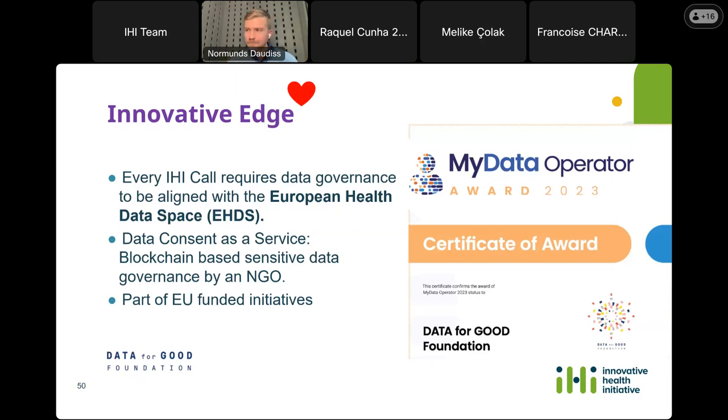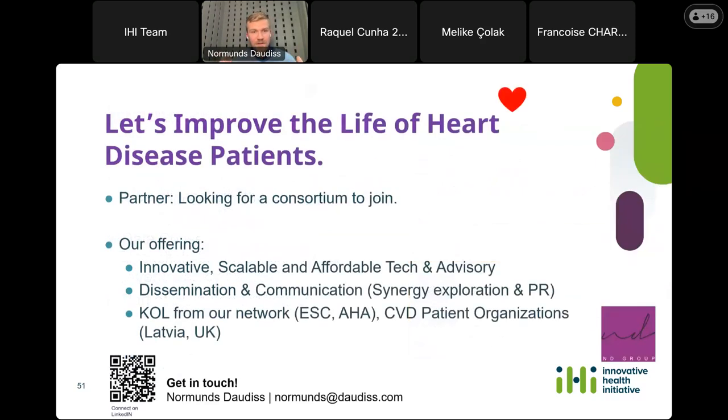On the next slide, just to quickly summarize, we are able to bring innovative, scalable, affordable technology, and also support with dissemination and communication. We have great experience in that, including LinkedIn communication, as well as key opinion leaders in the networks and patient organizations from two countries. So the CVD patients we're able to provide to the consortium as well. So we're looking for a consortium to join. Thank you.